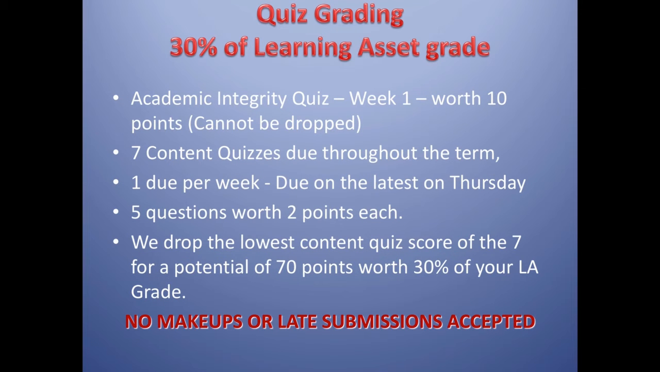The quiz grading is 30% of your learning asset grade. There is an academic integrity quiz, which is in week 1. That is worth 10 points. That quiz grade cannot be dropped. Everyone should take it. There are 7 content quizzes due throughout the term, approximately 1 per week, and they're due at the latest on Thursdays. There are 5 questions worth 2 points each in each quiz. Now here, we drop the lowest content quiz score of the 7, for a potential of 70 points worth 30% of your learning asset grade.